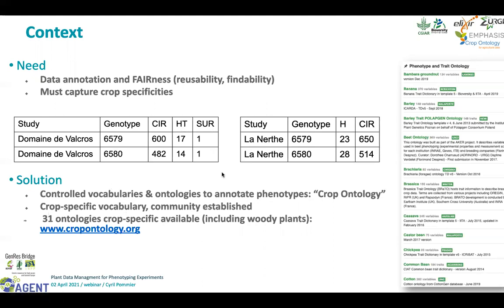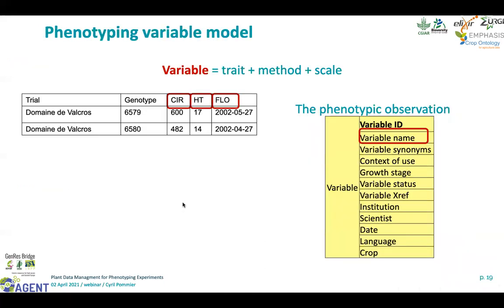This is what the Crop Ontology provides. It's a list of controlled vocabularies, which are species specific, and they allow you to annotate phenotypes or environment variables. They are community established, and there are currently 31 crop-specific ontologies available, including woody plant, wheat, vitis, hordeum, etc.